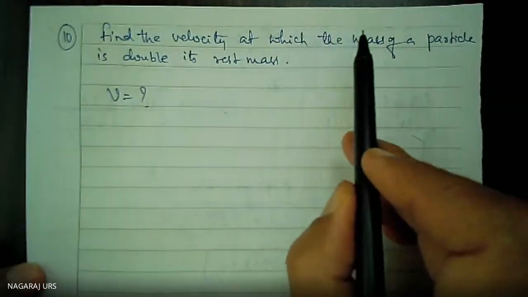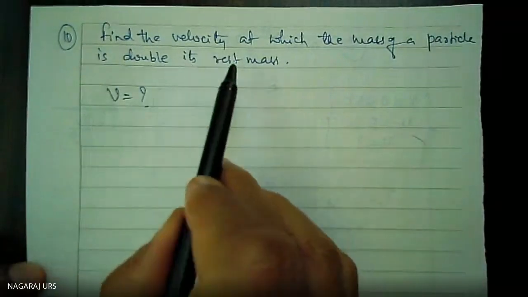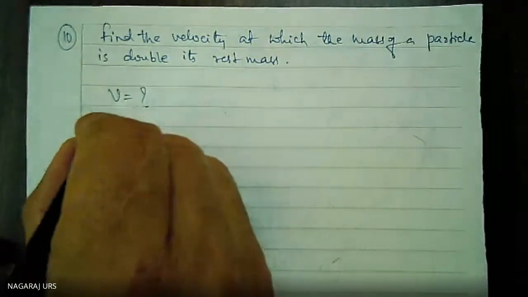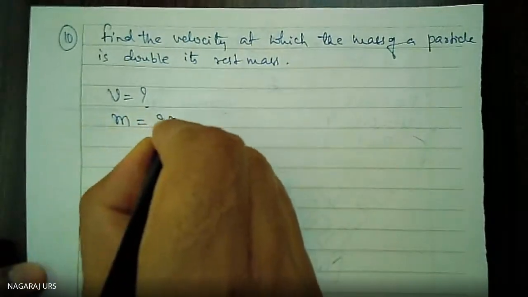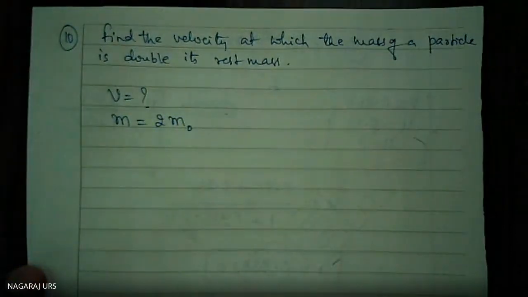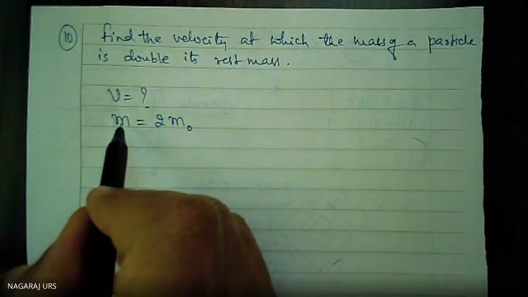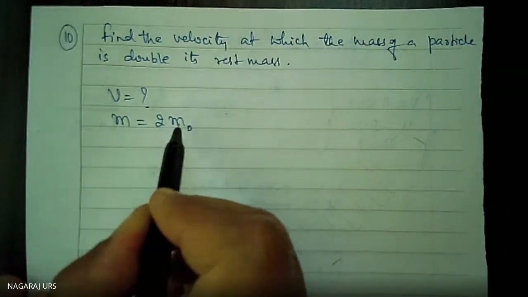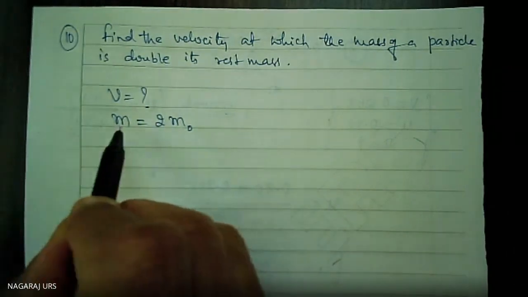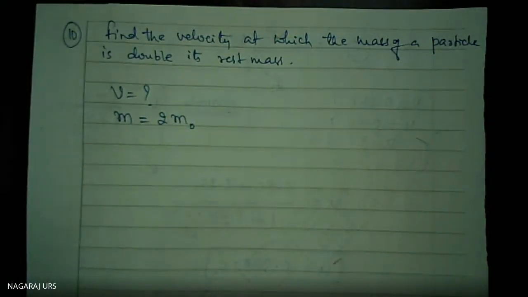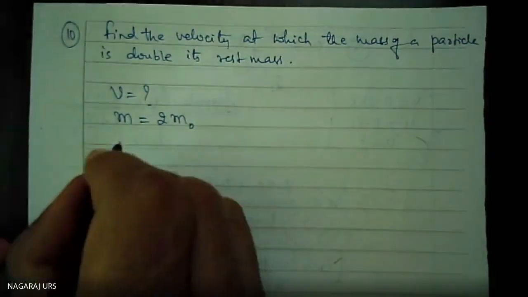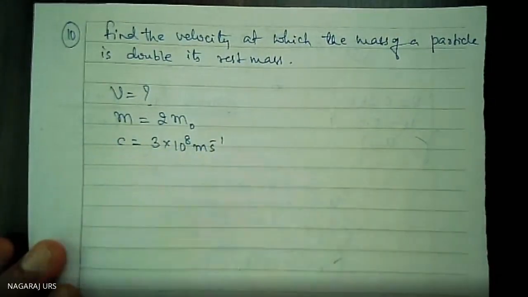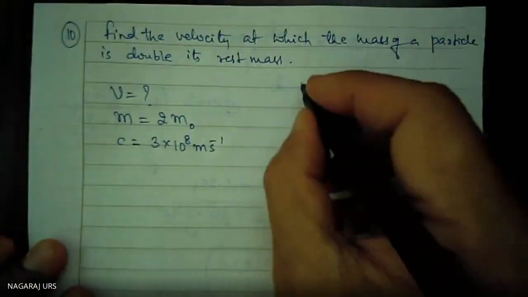At which the mass of a particle is double its rest mass. Which is the rest mass? m naught. Relativistic mass is m. This is the mass of the particle which is under motion, and this is the mass of the particle at rest, 2 times its rest mass. Clear? And we know that c is a constant, in meters per second.